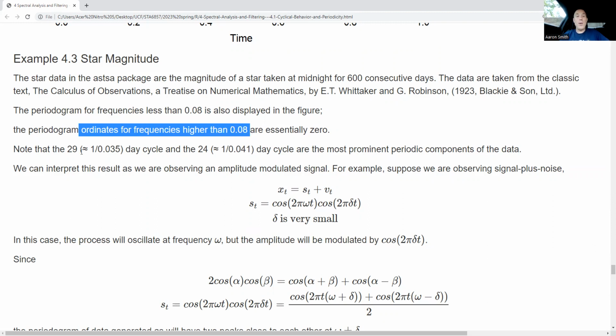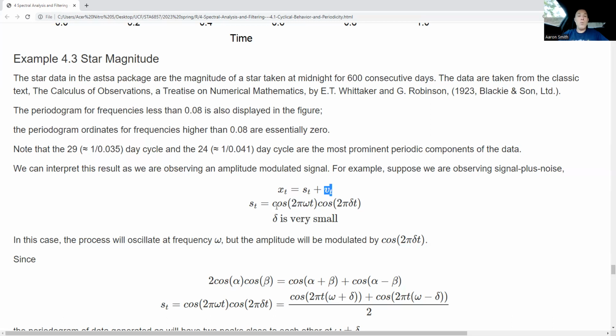All right, so now when I look at this, notice that 29 is approximately 1 over 0.035, and 24 is approximately, and this is an approximation, equal to 1 over 0.041. These are going to be the most prominent periodic components that we have in this process. So what we're going to do when I model this, I'm going to say that my time series is going to be equal to the trigonometric function aspect plus a stationary time series process.